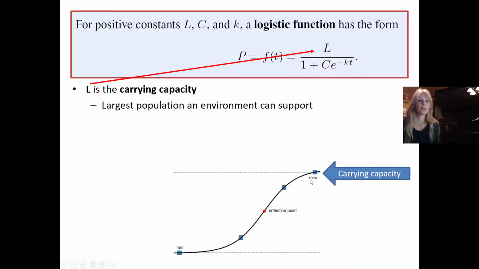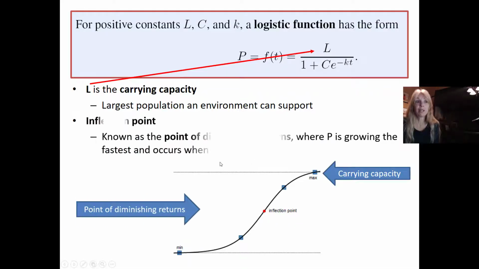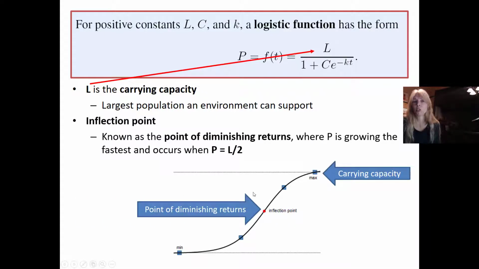If you're asked what the carrying capacity is, all you have to do is look at that value. What's nice about this is, how did we find inflection points? We took the second derivative, all that good stuff. They've already done this for you. So the inflection point is simply your carrying capacity divided by 2. They call this the point of diminishing returns.